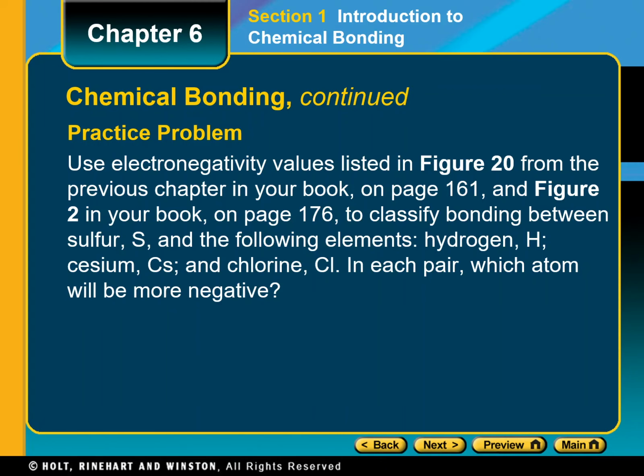Now let's practice what we just learned and see if we can apply it and satisfy the objective at the beginning of the video. What I would like you to do is use the electronegativity values listed in figure 20 from the previous chapter in your textbook on page 161 and figure 2 on page 176 to classify bonding between sulfur, represented as S, and the following elements: hydrogen, represented as H, cesium, represented as Cs, and chlorine, represented as Cl. In each pair, which atom will be more electronegative?